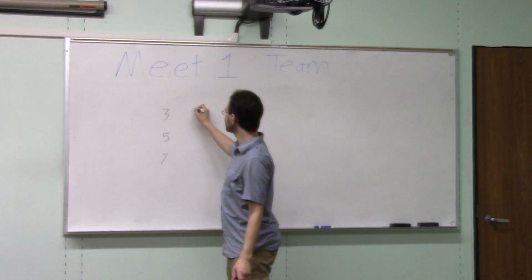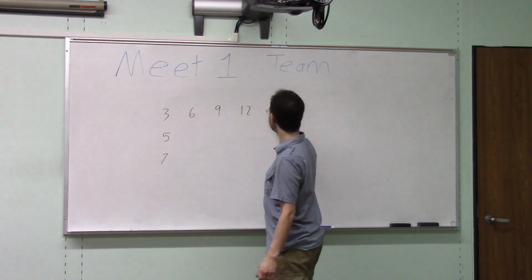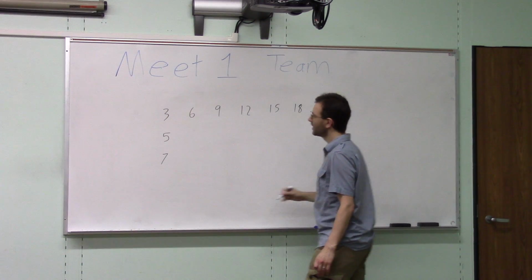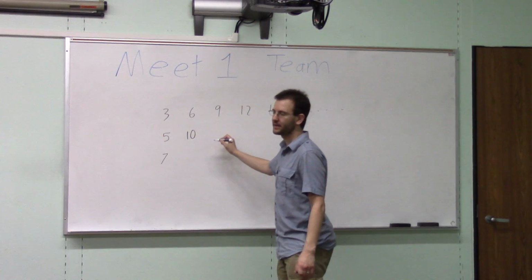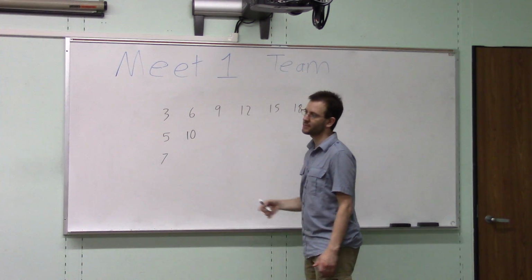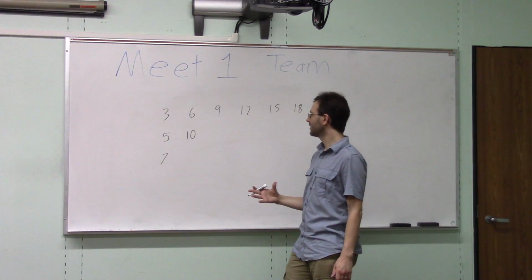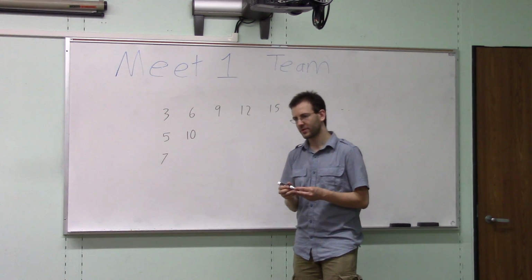Well, you've got 3 in this set, you've got 6 in this set, you've got 9 in this set, you've got 12 in this set, you've got 15 in this set, you've got 18 in this set, and so forth. And you have 5 in this set, you have 10 in this set, you have 15. Hold on a minute. We already have 15 in this set. So when you count, you have to make sure that you don't double count anything like the number 15. And so that's the sort of problem you're going to see here.